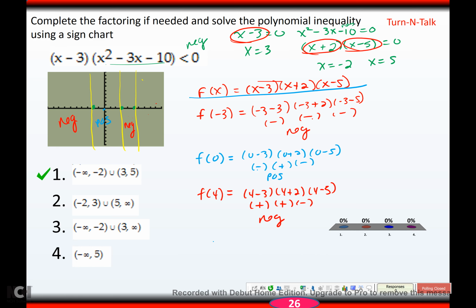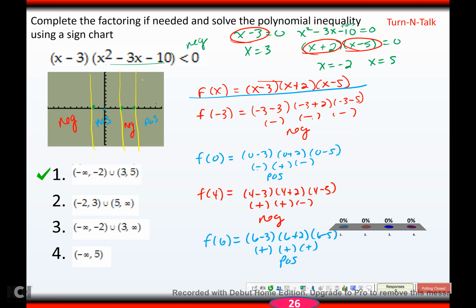Pick something beyond 5. Let's do 6. I'm going to have 6 minus 3, 6 plus 2, 6 minus 5. That's going to be positive, positive, positive, which is positive. Told you.